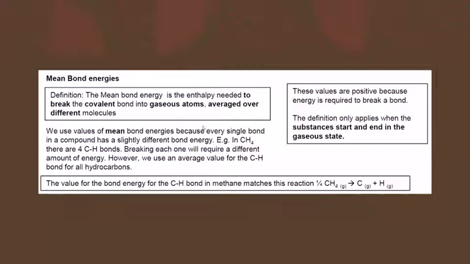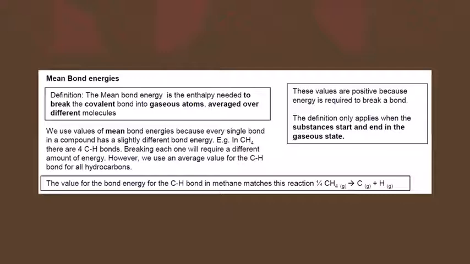Now there is also another way to work out the enthalpy change during a chemical reaction. We can use the concept of bond breaking and bond forming. Bond breaking is endothermic, bond forming is exothermic. When we work out the difference between them, if bond breaking is more, the reaction will be endothermic. If bond forming is more, the reaction will be exothermic.